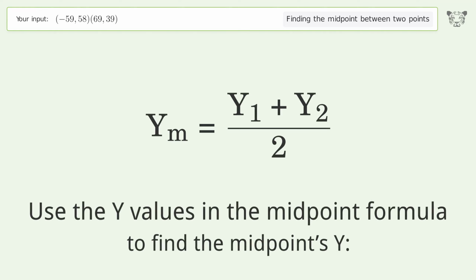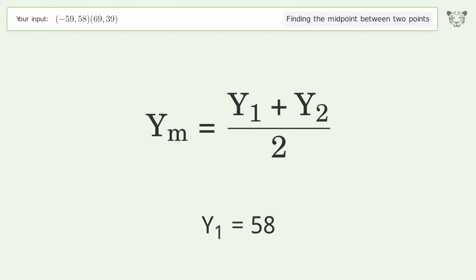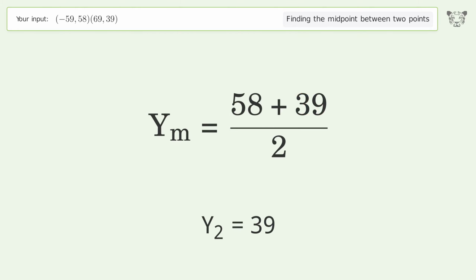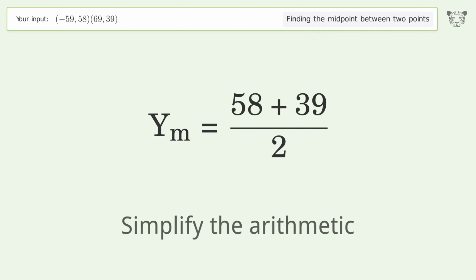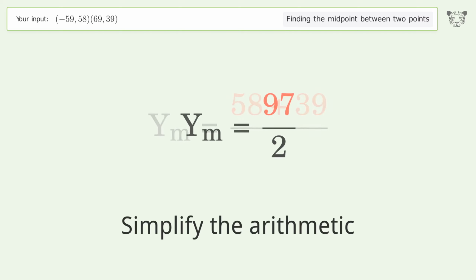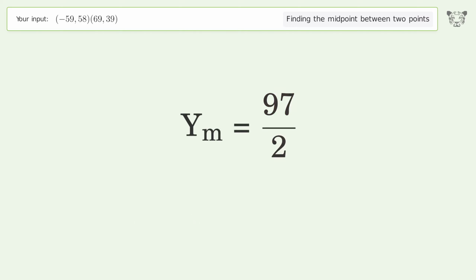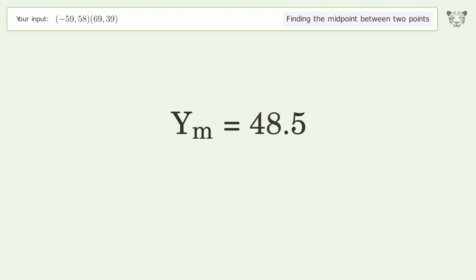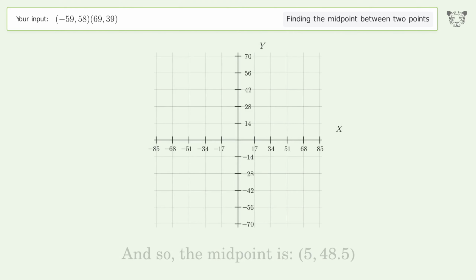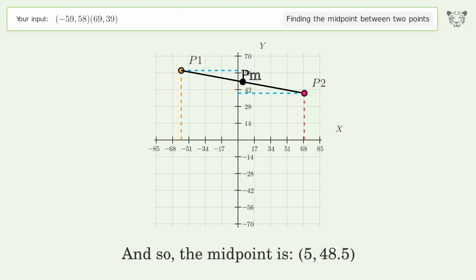Use the y values in the midpoint formula to find the midpoints y. y1 equals 58. y2 equals 39. Simplify the arithmetic. And so, the midpoint is 548.5.